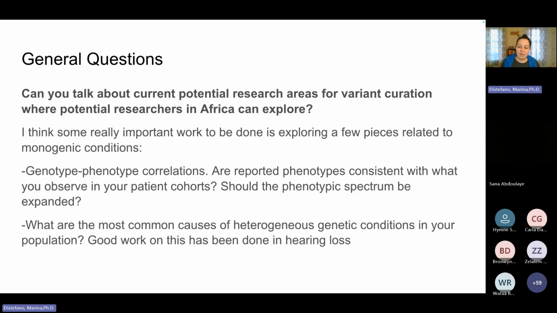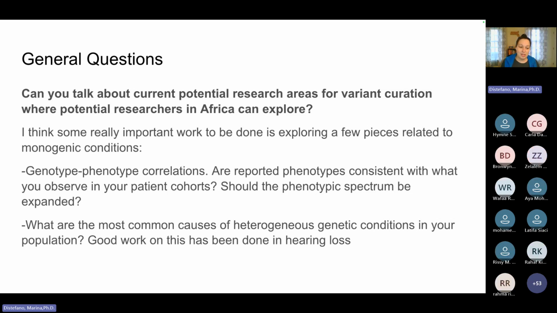And then what are the most common causes of heterogeneous genetic conditions in your population? I'll go back to hearing loss. We know, because European populations are very heavily characterized, that GJB2 is the most common genetic cause of hearing loss in European populations. There's some really good work that's been done on this in hearing loss in African populations. What's the most common cause of hearing loss in African populations? Because there's like 160 genes associated with hearing loss. So questions like that are also very, very valuable for the patients that you end up having in front of you. So I think those are two really interesting research questions that really are still underexplored in many populations.